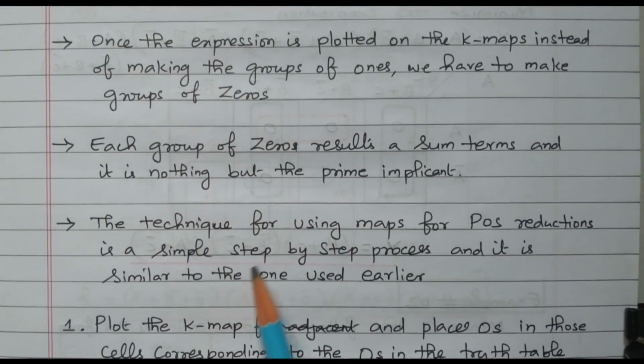The technique for using the map for POS reduction is a simple step by step process, and it is similar to the one used earlier in SOP form, right? So first we need to plot the given terms as zeros, and make the grouping, either 8 group or 4 group or 2 group, or finally 1 group. Then we can follow the same procedure that we followed in SOP form. So based on this summary we can go to the important points.